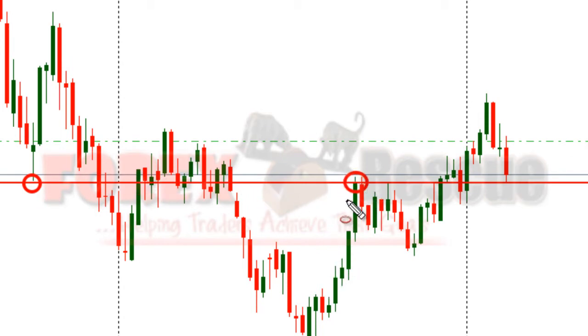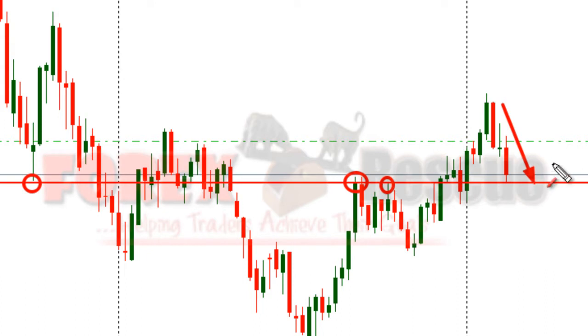This area here, you can see, was also tested again. This area has been tested 3 times. And now you can see price has currently fallen off to that area here. So what we expect is that price will bounce off.